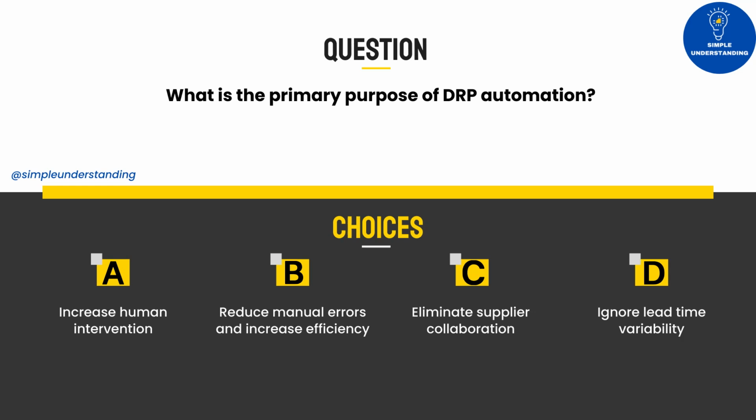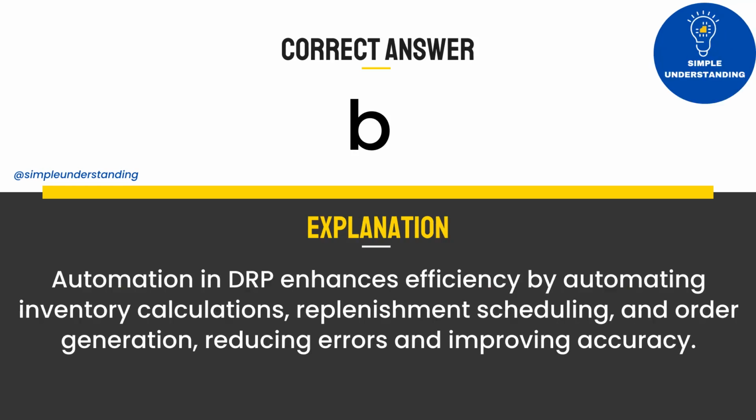accuracy. 10. What is the primary purpose of DRP automation? A. Increase human intervention. B. Reduce manual errors and increase efficiency. C. Eliminate supplier collaboration. D. Ignore lead time variability. Answer B. Explanation. Automation in DRP enhances efficiency by automating inventory calculations, replenishment scheduling, and order generation, reducing errors and improving accuracy.